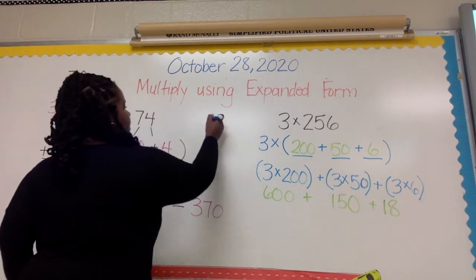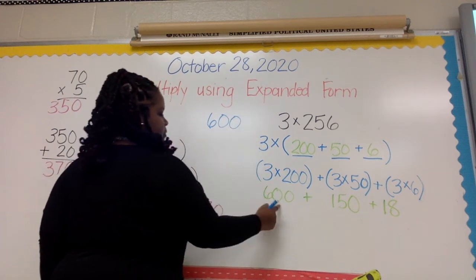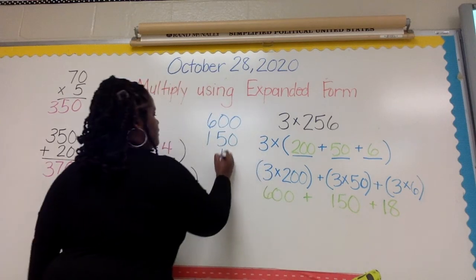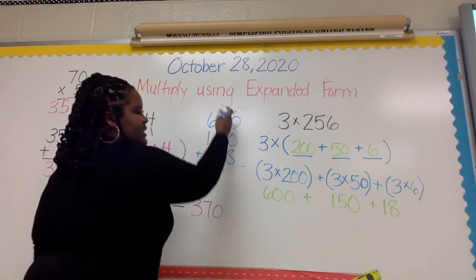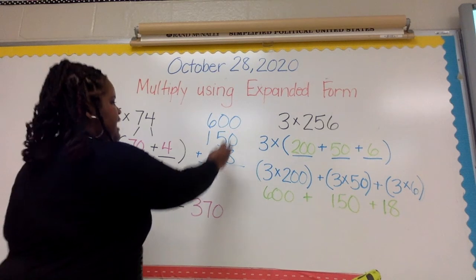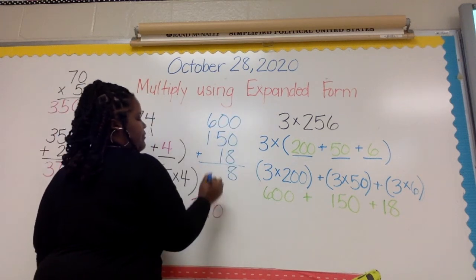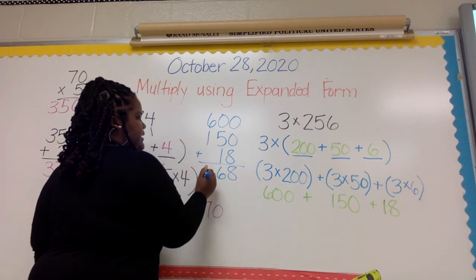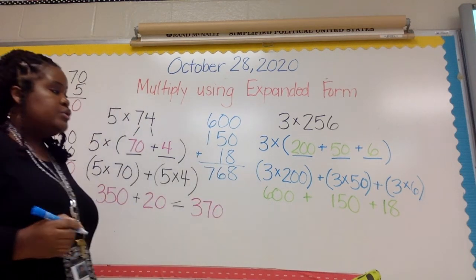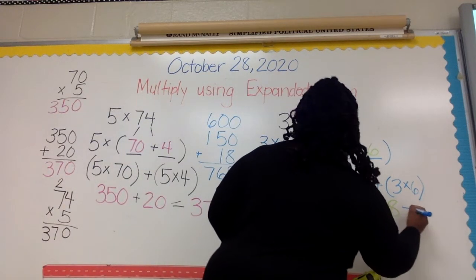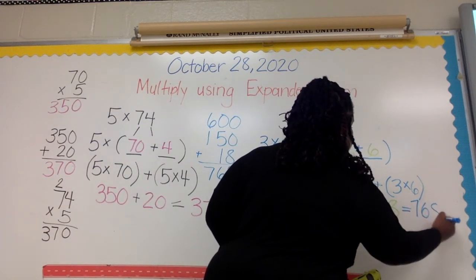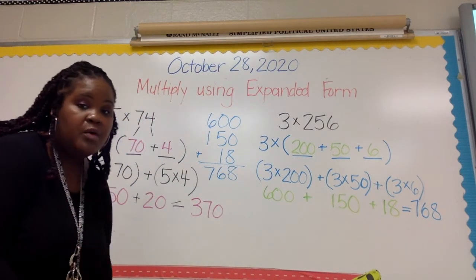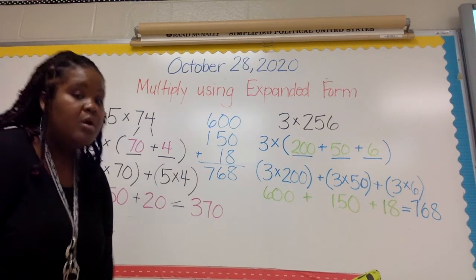So here we go. We're going to write 600 plus 150 plus 18. Notice how I lined them up. 8 plus all these zeros is going to always give me 8. 1 plus 5 plus 0 is going to give me 6. 1 plus 6 is going to give me 7. So my product is going to be 768.